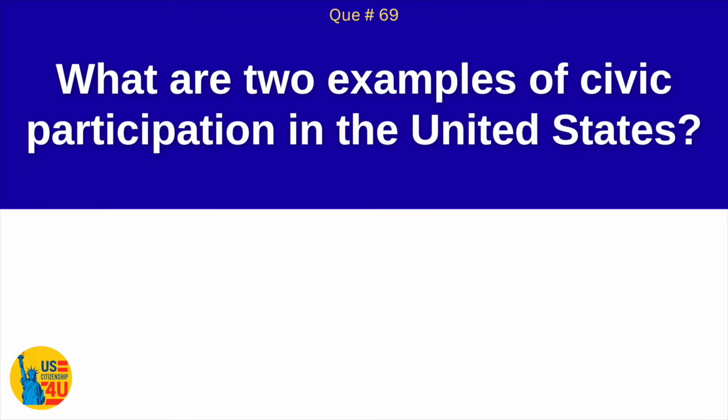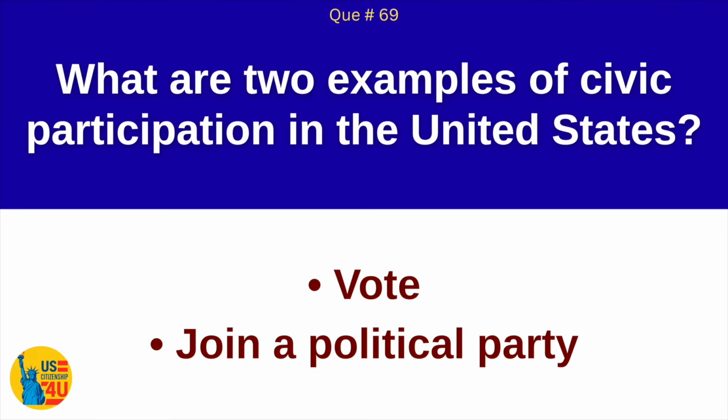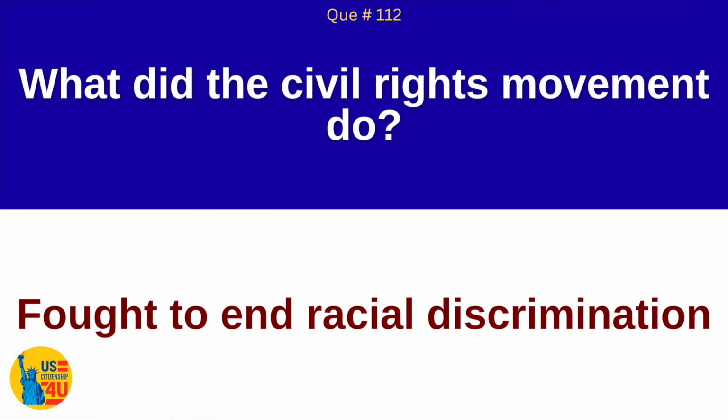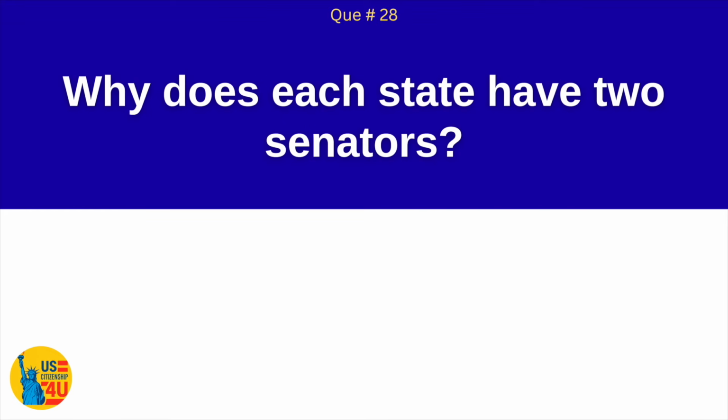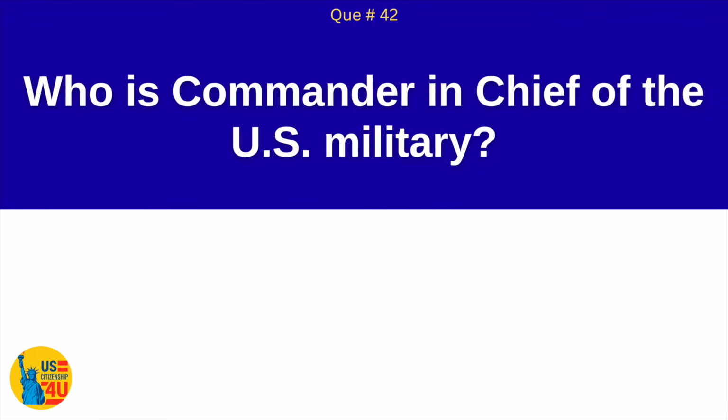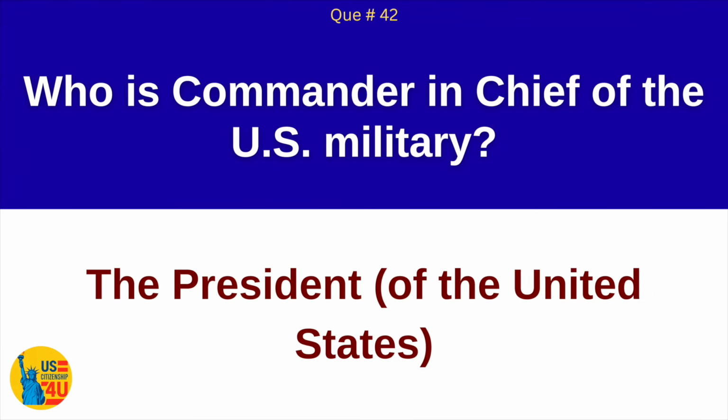What are two examples of civic participation in the United States? Vote. Join a political party. What did the civil rights movement do? Fought to end racial discrimination. Why does each state have 2 senators? Equal representation for small states. Who is Commander-in-Chief of the U.S. military? The President of the United States.